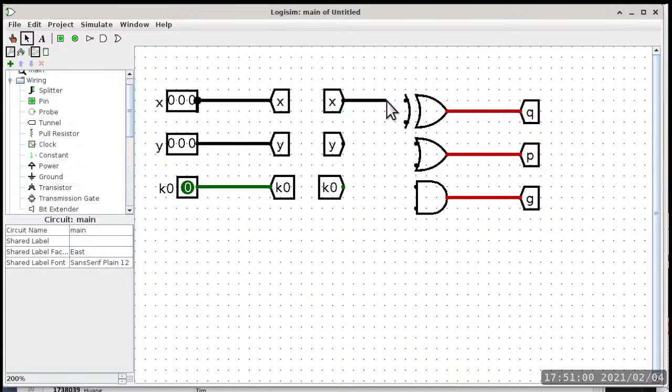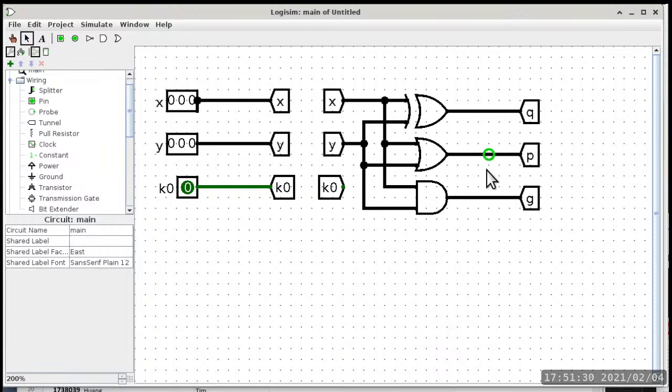So now we just need to hook up X to all 3 of the gates, like so, and also do the same thing with Y. Okay. And K0 is not used in this case, because Q does not utilize K0, P does not utilize K0, and neither does G.